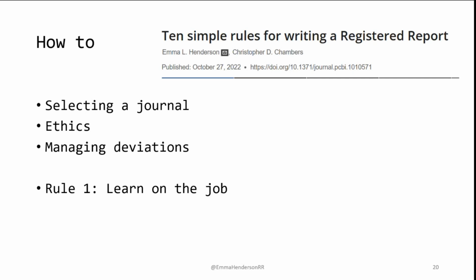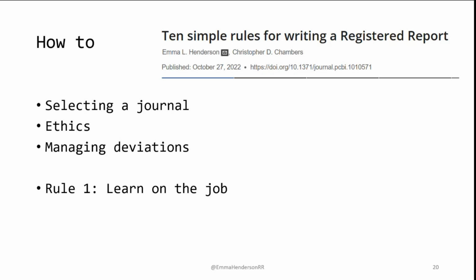In it, we talk about things like selecting a journal, because as I mentioned, not all journals accept registered reports; how to handle ethics given that you have stage 1 peer review; and also how to manage deviations, because as Saji said, deviations are going to occur, so you need to know how you're going to handle those.